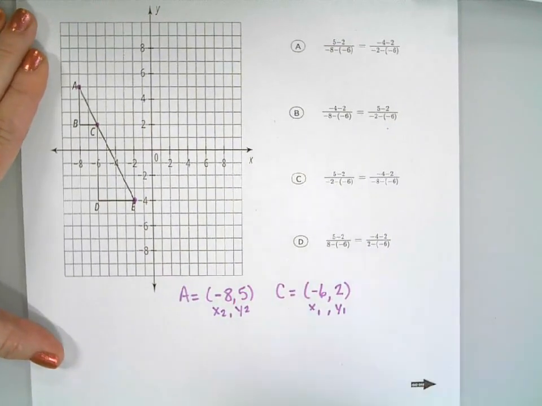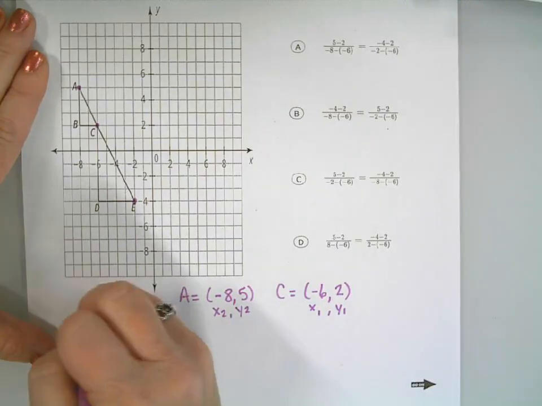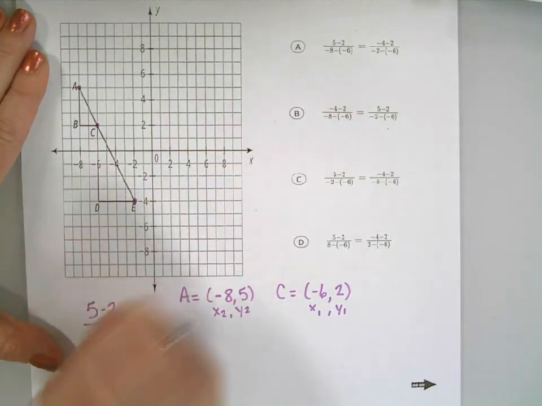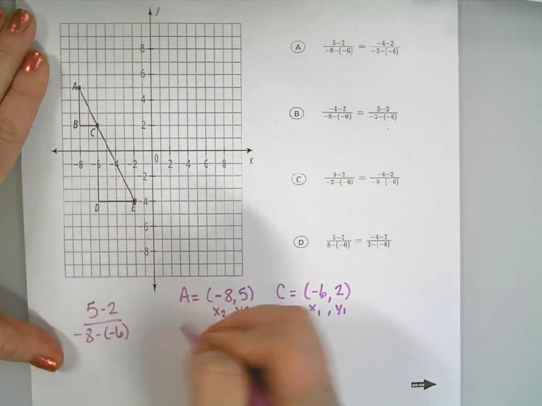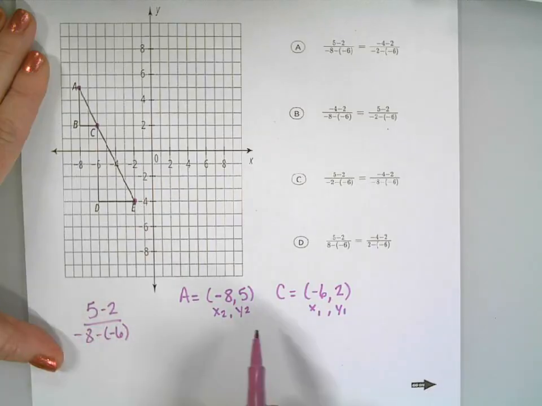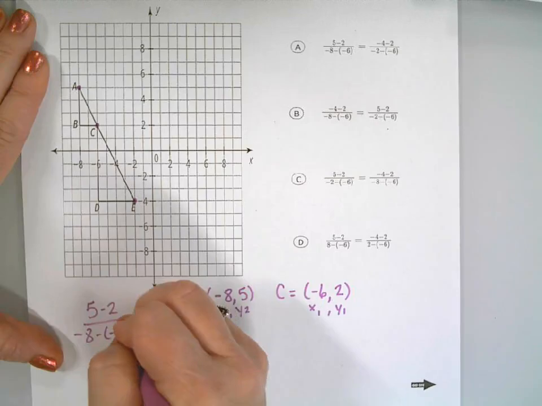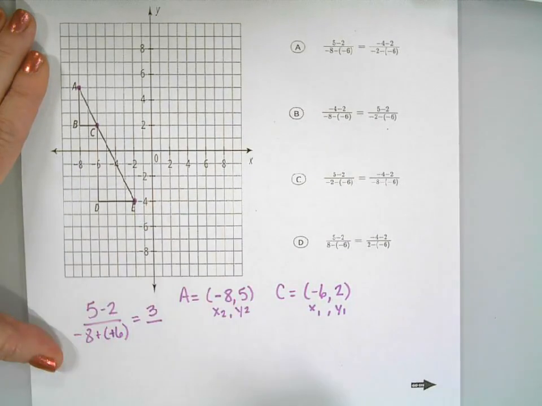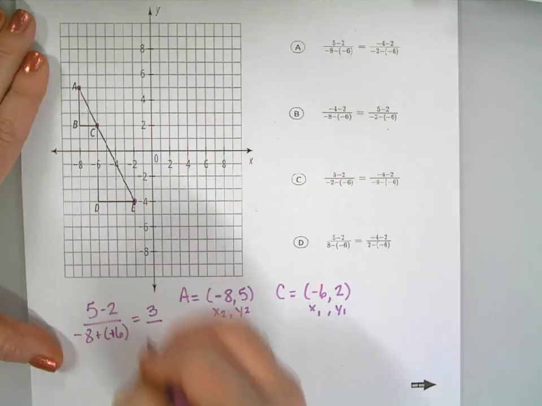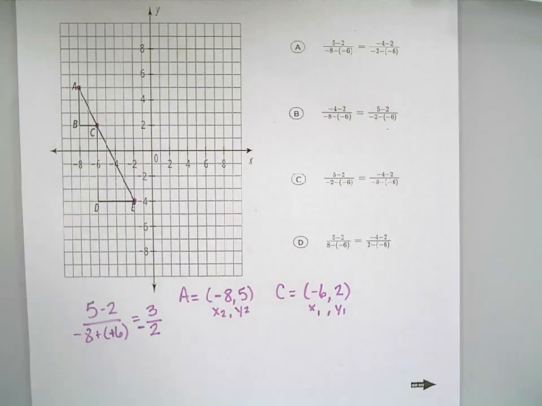So once you know the order, you can plug it into the formula and see what you would get for your answer. So we have 5 minus 2 over -8 minus -6. And this would give us the slope for line AC, which is right here on the triangle. So this is 3 on top. This becomes plus 6. So we have -8 plus 6 is -2. So I'm looking for an equivalent formula for -3 over 2.